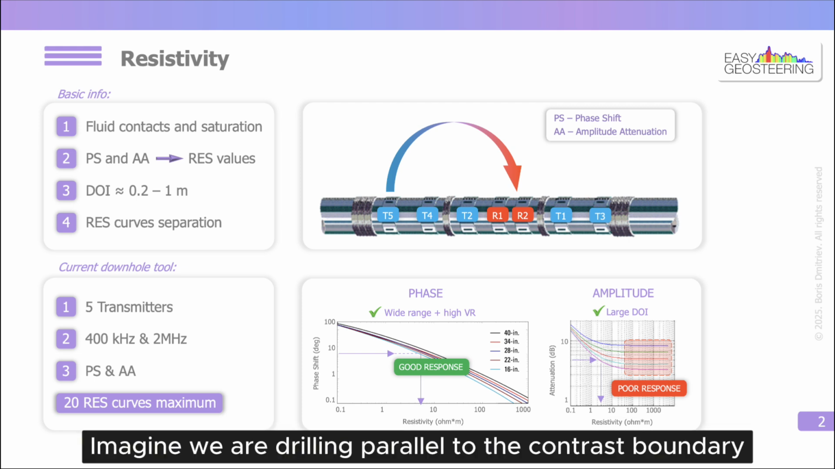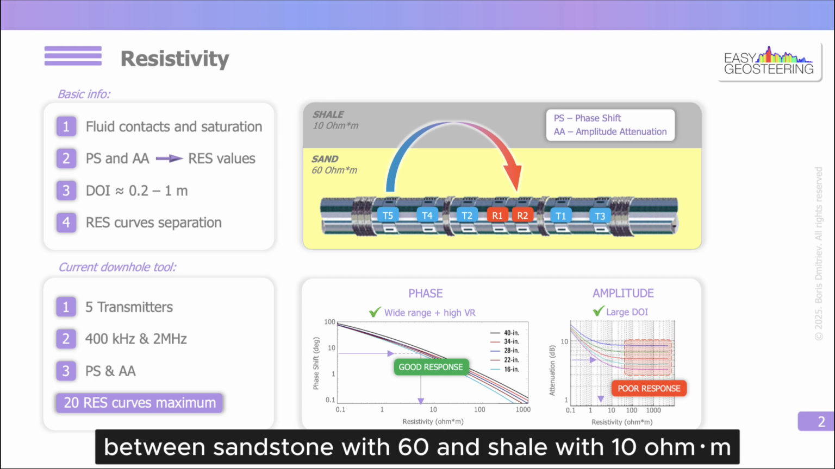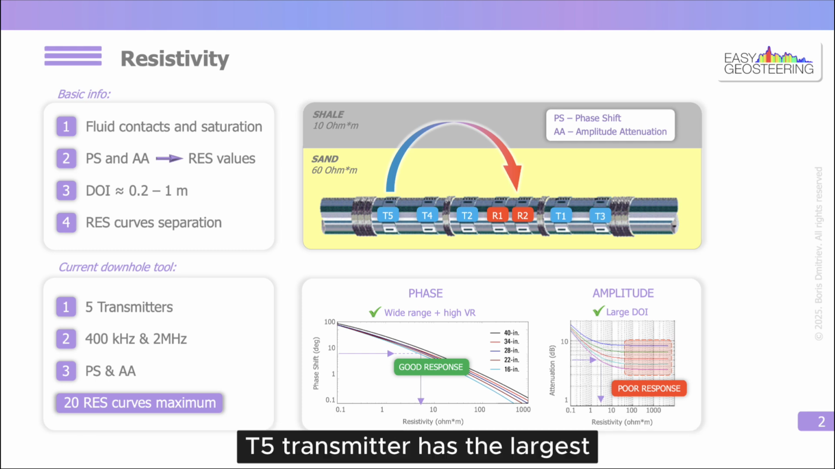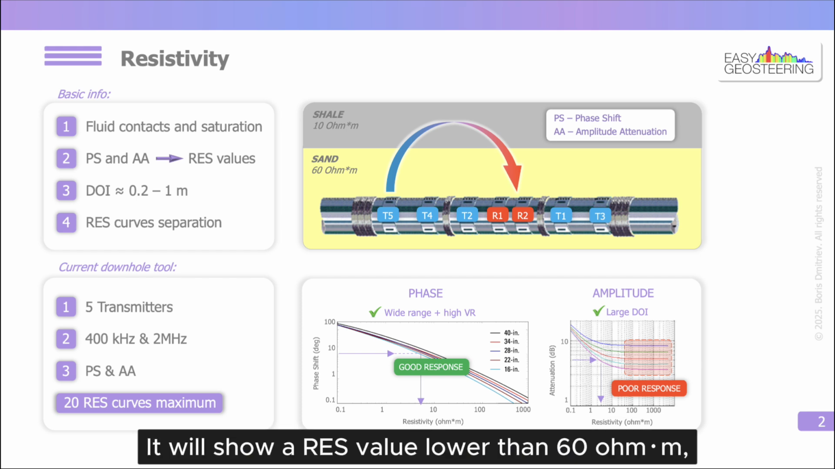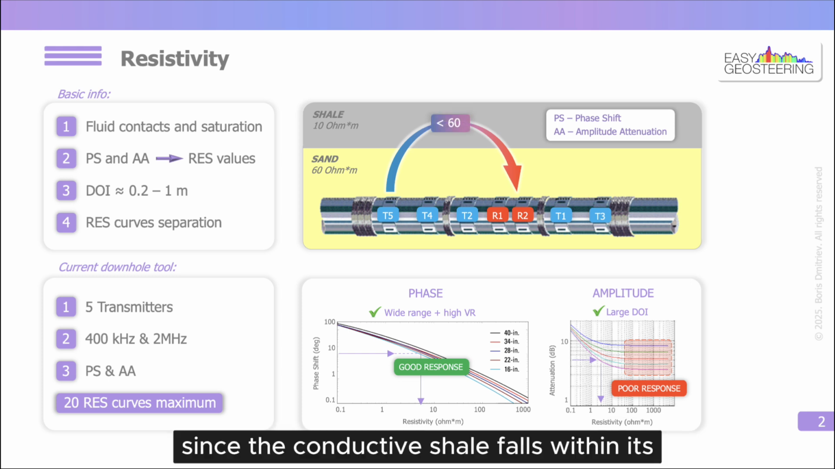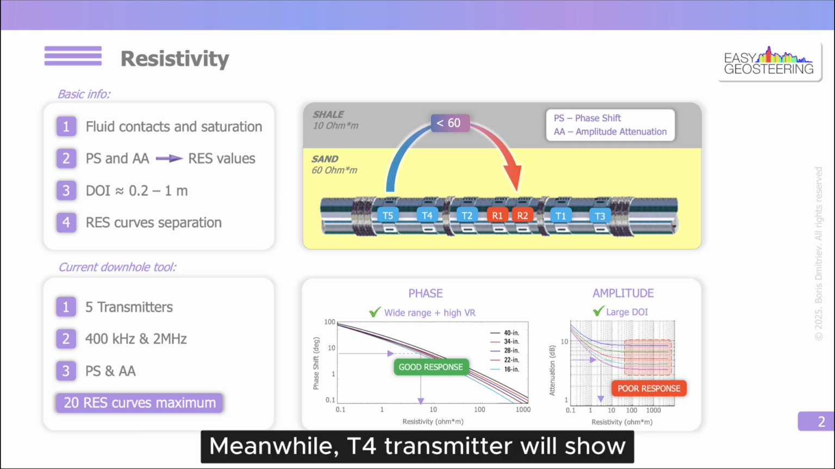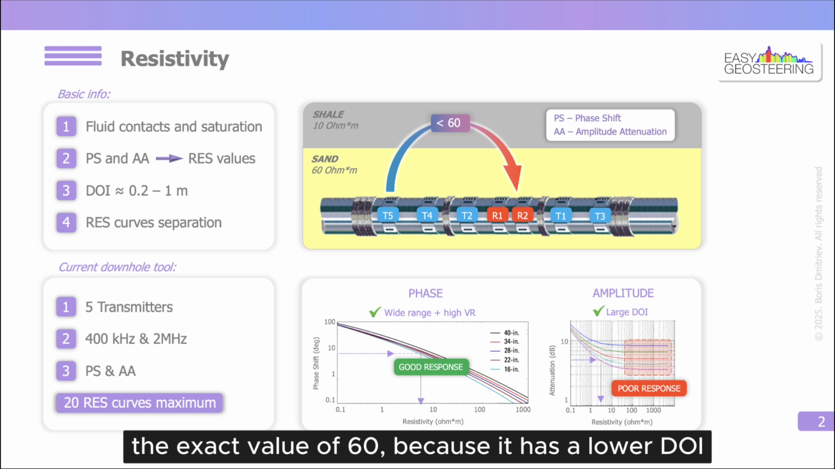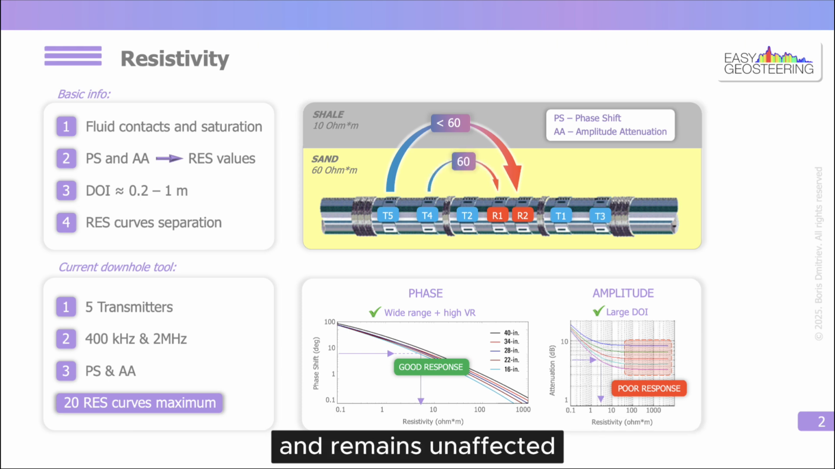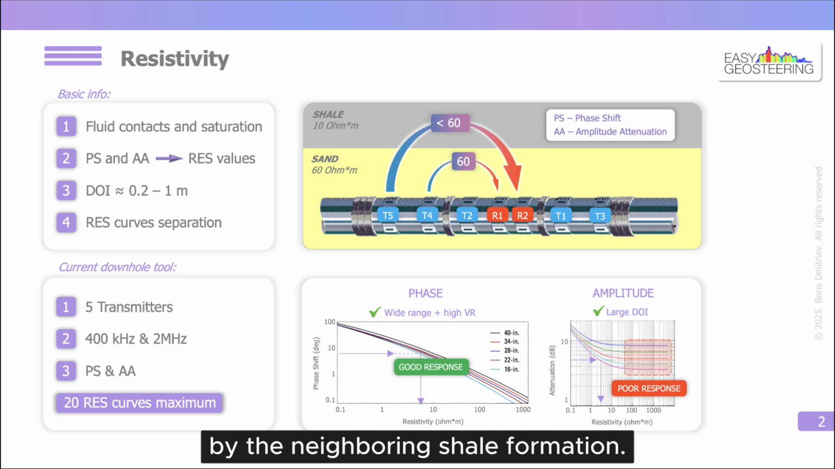Imagine we are drilling parallel to the contrast boundary between sandstone with 60 and shale with 10 ohms. The T5 transmitter has the largest depth of investigation compared to the others. It will show a resistivity value lower than 60 ohms, since the conductive shale falls within its volume of investigation and affects its readings. Meanwhile, the T4 transmitter will show the exact value of 60 because it has a lower depth of investigation and remains unaffected by the neighboring shale formation.